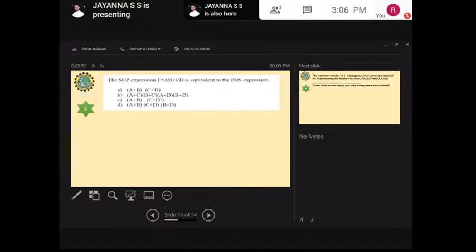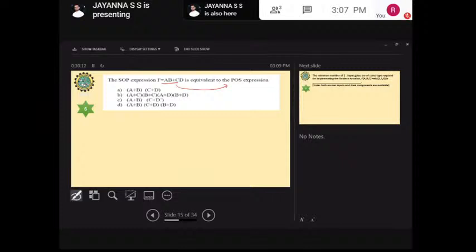Okay, fine. Moving further, you need to write the SOP expression for this one, F is equal to AB plus CD, as the equivalent POS expression. They are given the SOP expression, and you need to write the equivalent POS expression.